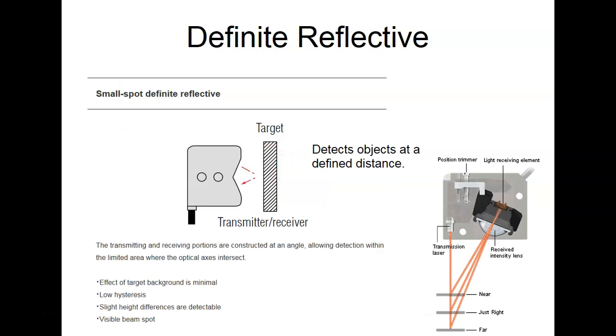Then we have what we call a definite. This is another example of a diffused reflective. What these things do is look for light reflecting back at an angle. So these are only going to work when the device you're trying to detect is at a certain angle. Anybody ever use one of these?